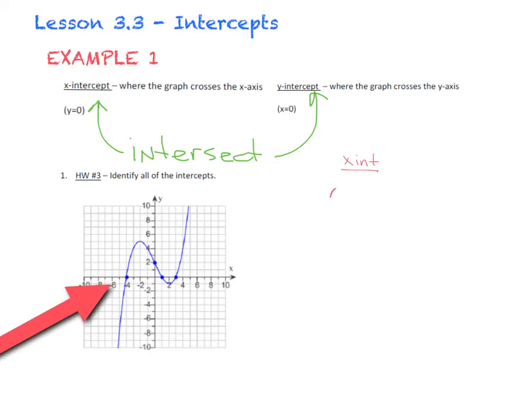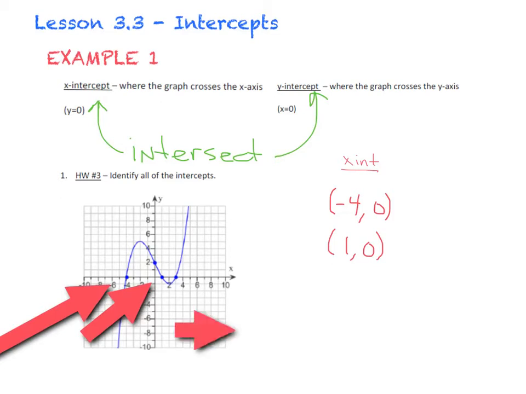That point would be -4, 0. It intersects here. And that point would be 1, 0. And finally, it intersects, let's get rid of that line. It intersects here, which would be 3, 0. So those are all the x-intercepts.